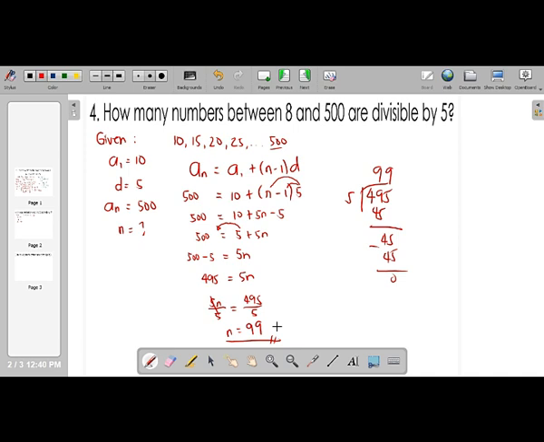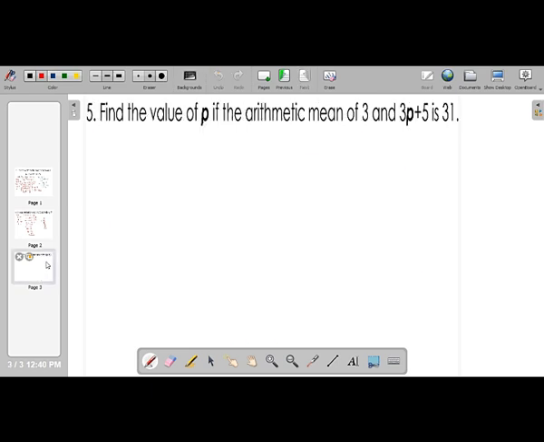Thus, we can say that there are actually 99 numbers between 8 and 500 that are divisible by 5, or there are 99 arithmetic means in between 8 and 500. I hope klaro ra. Now let's go to our last example.